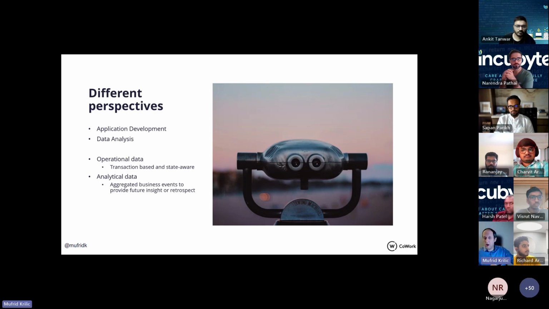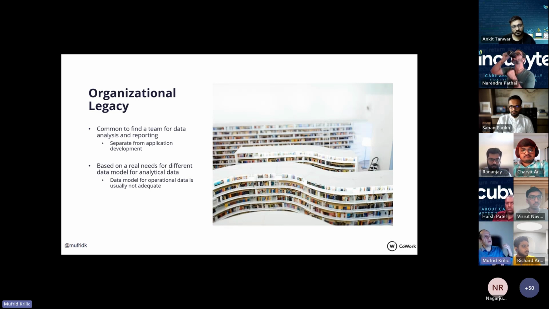So now we can go a step further and look at how we have traditionally dealt with this organization-wise. We have commonly a team for data analysis and reporting, which is separate from application development. For example, I worked in a mid-sized company with 30 product development teams, all developing different parts of the enterprise application system we were working on. However, there were only one or two teams dealing with data analysis and reporting.